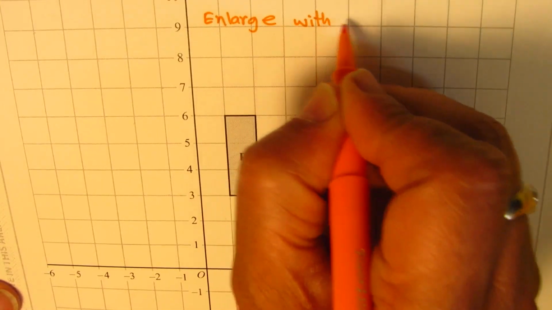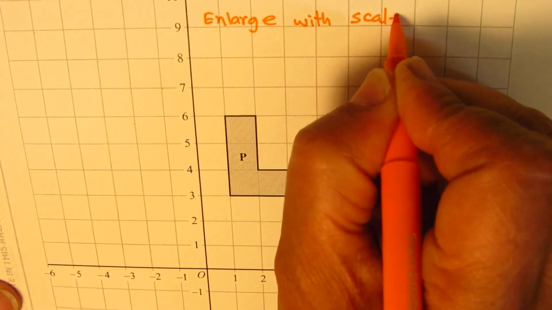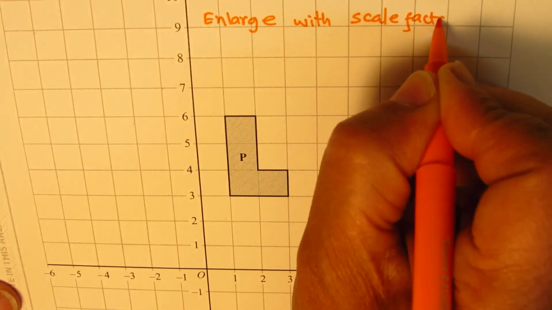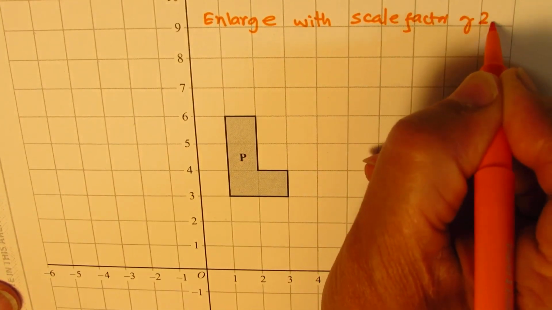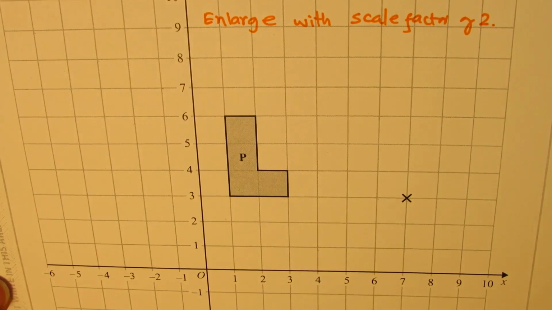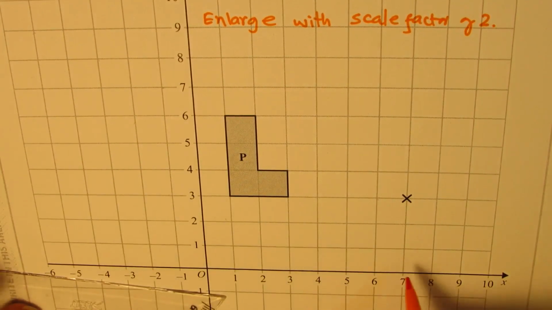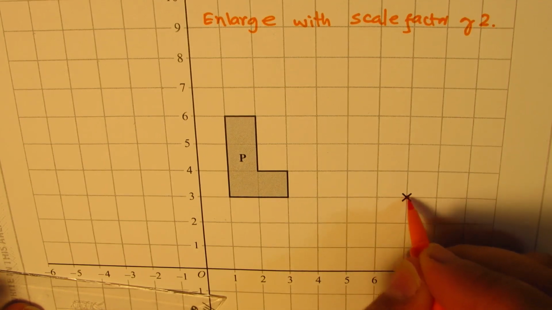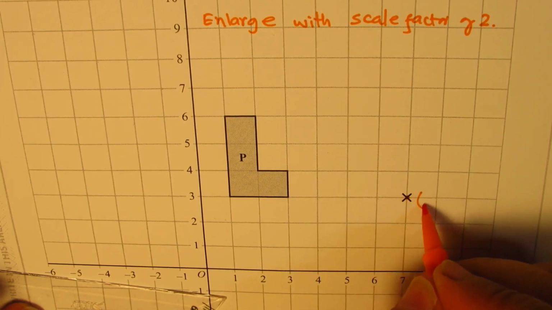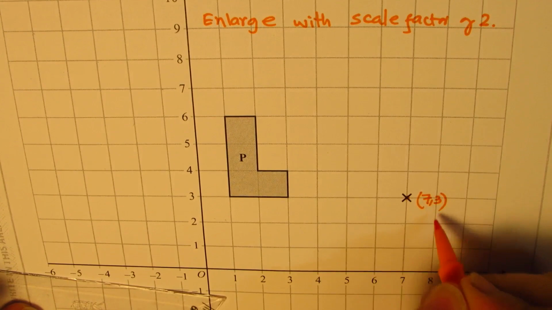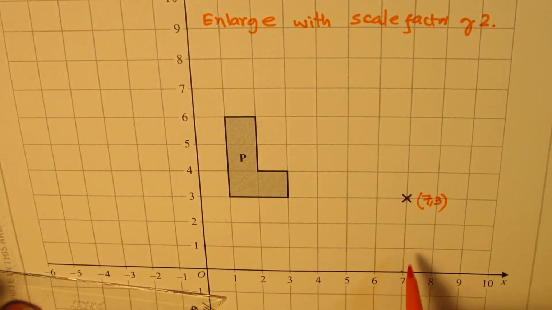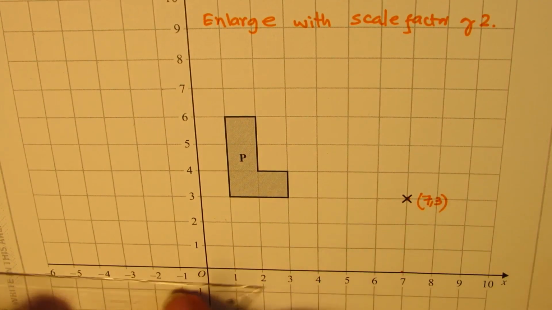With scale factor of 2, right? So twice it should look like, right? Since we are given, this is a point 7, 3, right? So that's the point on which we have to work. So this point is 7, 3 for us. 7 on the x-axis, 3 on the y-axis.